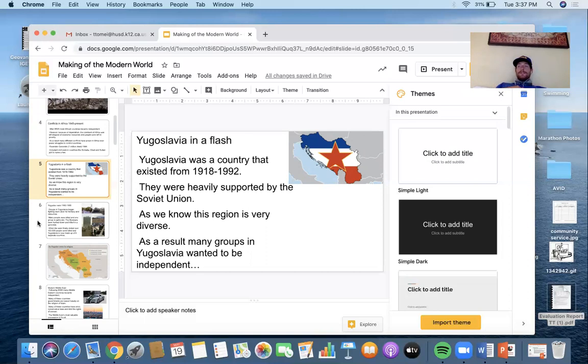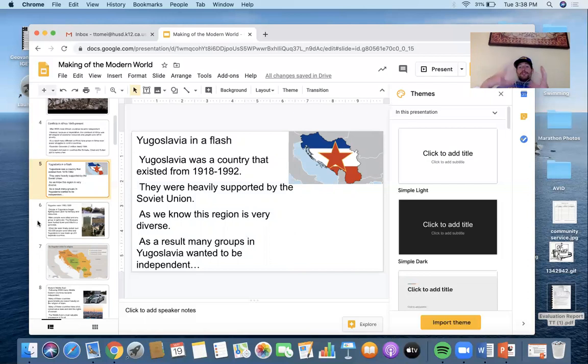This region naturally kind of gravitated towards communism. There's a lot of like a Slavic kind of connection between the Russian people and the people of the Balkan states. There's like a Slavic connection. So there's more cultural similarities. And the Soviet Union was supportive of them, kind of in their struggle for trying to have freedom and form their own countries.